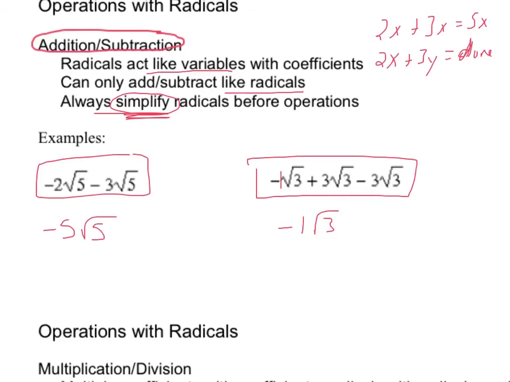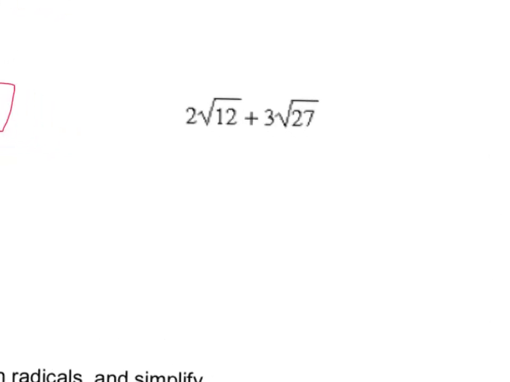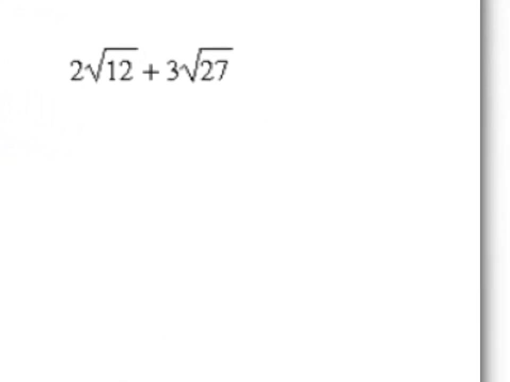Now on the last one, you say, well, they're different. But are they simplified? So if you simplify them, and we know that we just worked on this, the largest perfect square that goes into 12 is 4. The largest perfect square that goes into 27 is 9. So that gives us 2 root 4 root 3 plus 3 root 9 root 3. This is the process we used in a previous lesson.